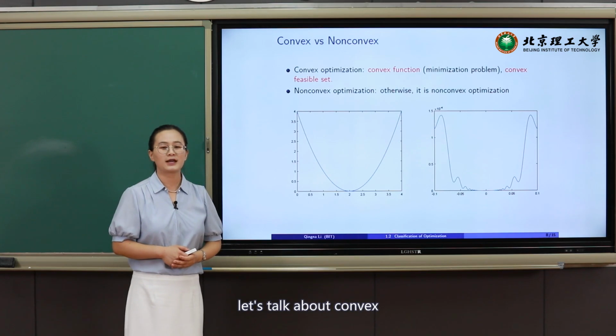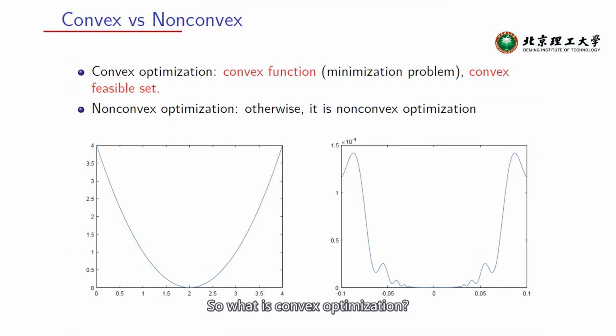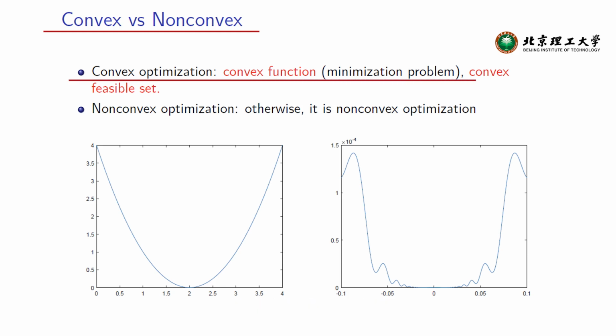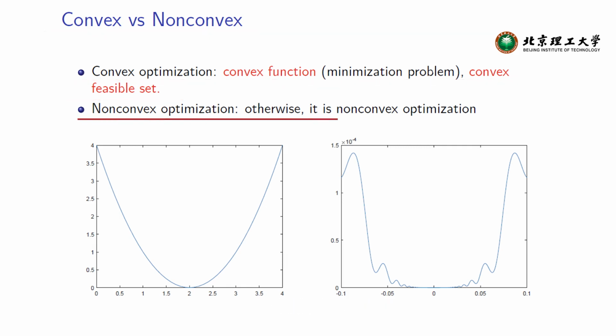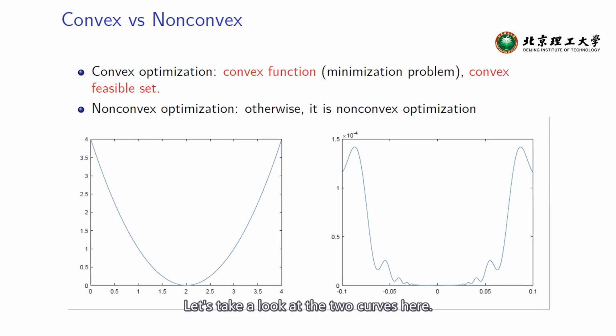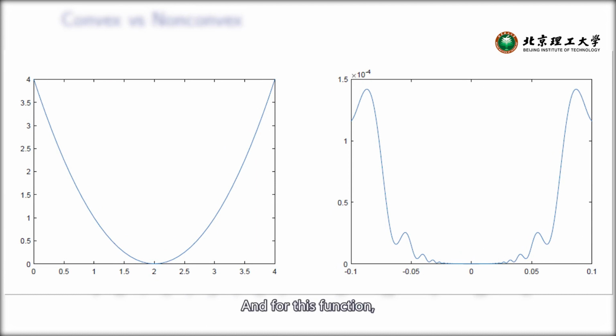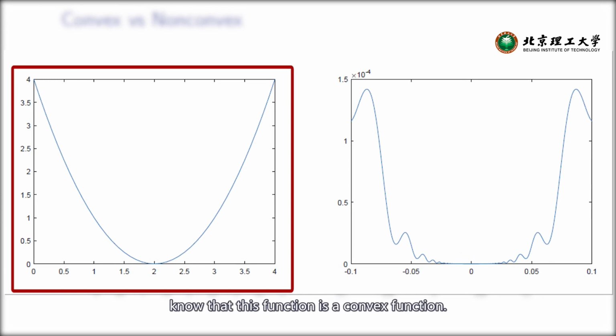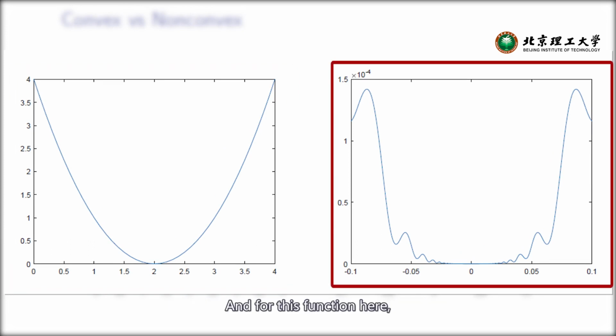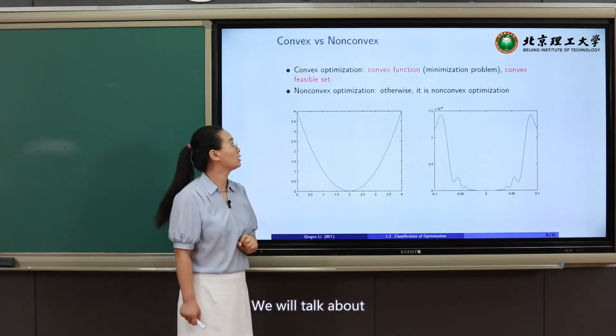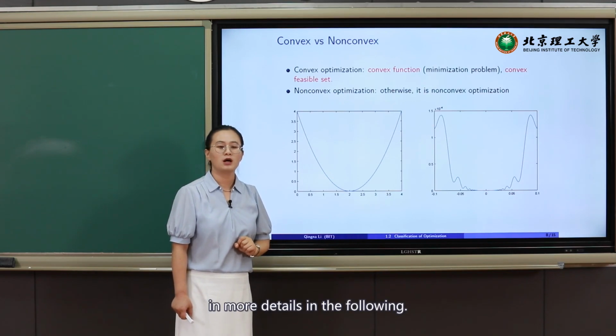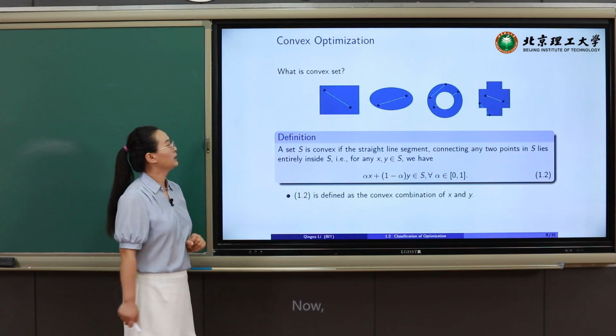Finally, let's talk about convex and non-convex optimization. So, what is convex optimization? Roughly speaking, you got a convex function for a minimization problem, and also a convex feasible set. If the two conditions are satisfied, then the problem will be called a convex optimization problem. Otherwise, it is a non-convex optimization problem. Let's take a look at the two curves here. For this function, we can actually know that it is a convex function. And for this function here, it is non-convex because you got many local minimizers here. We will talk about convex optimization in more detail in the following.